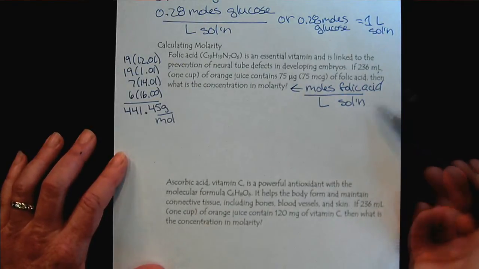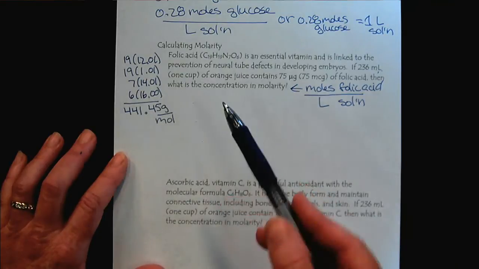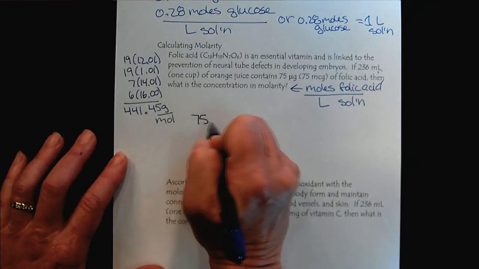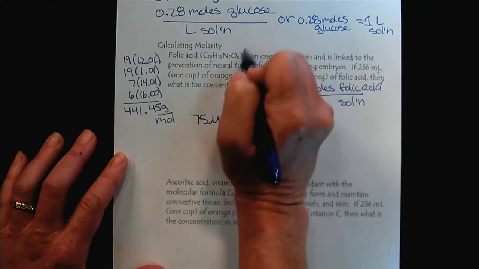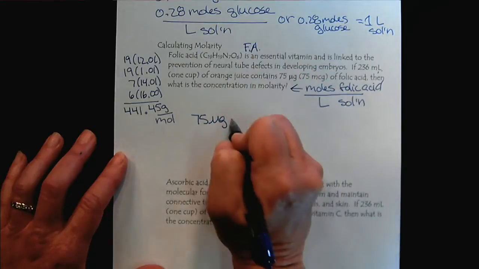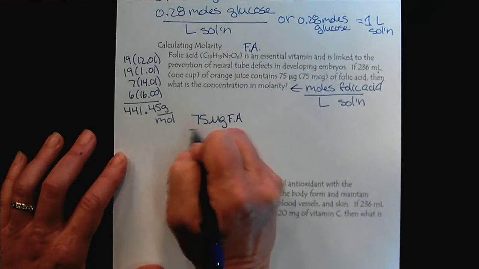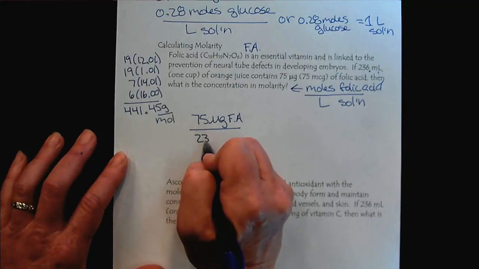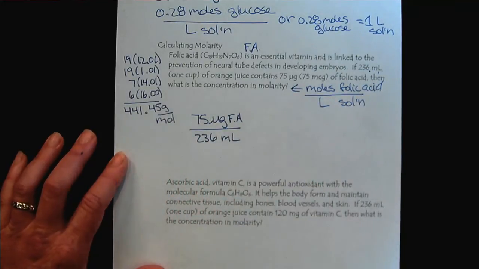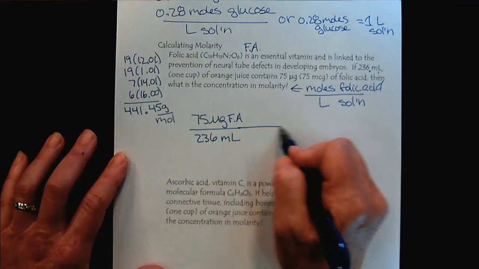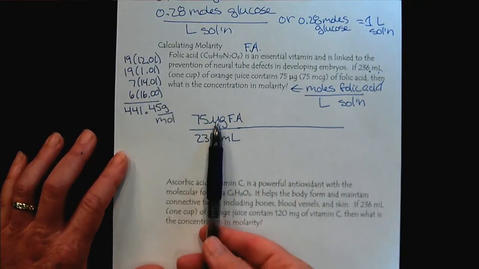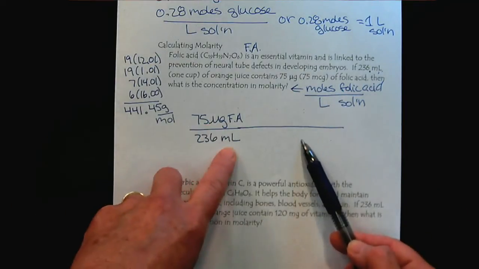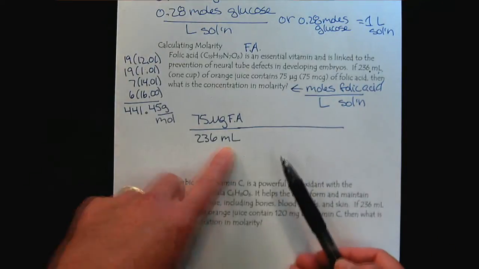So what do we know? The question gives us the mass of folic acid. So we have 75 micrograms, and folic acid we'll just abbreviate. And that 75 micrograms is found in 236 milliliters of solution, in this case orange juice. So now it's a matter of doing conversions. We need to get micrograms into moles, and we need to get milliliters into liters.